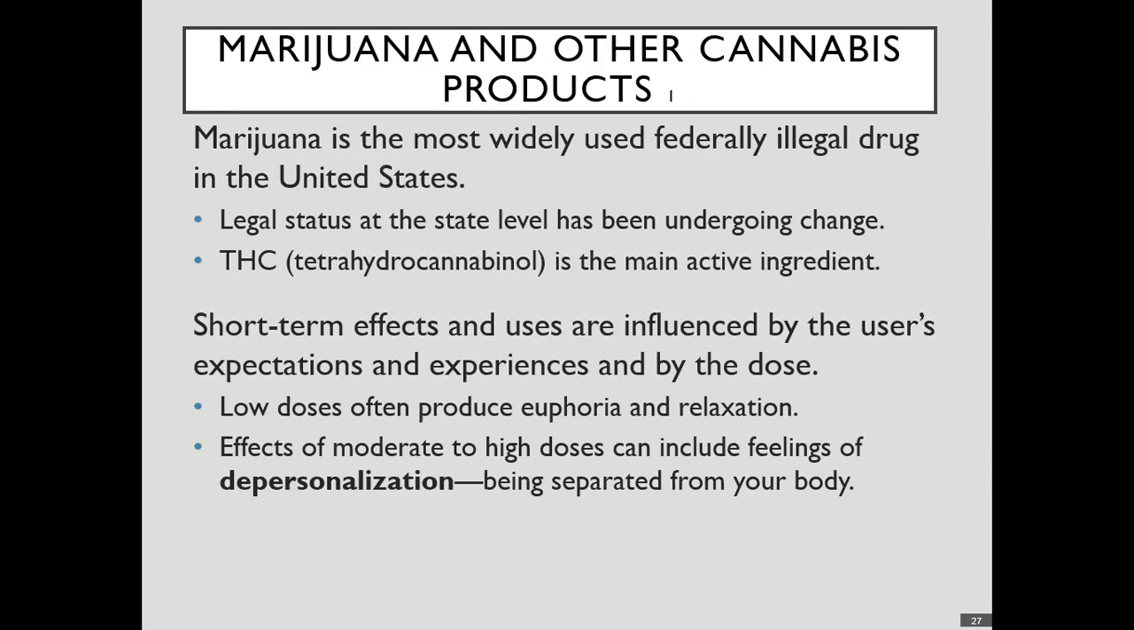So marijuana and other cannabis products are the most widely used drug in the United States. Although legal status is changing, there's 33 states and the District of Columbia that have currently legalized medical marijuana, and 11 states and DC have legalized marijuana for recreational use. So THC is the main active ingredient, and the potency of various marijuana preparations depends on the THC concentration. The average potency of street marijuana has increased over the years.